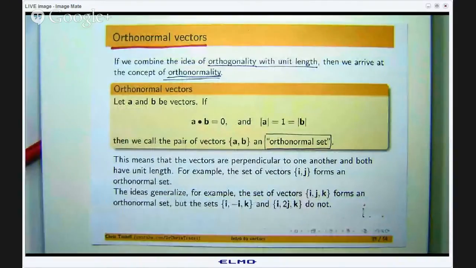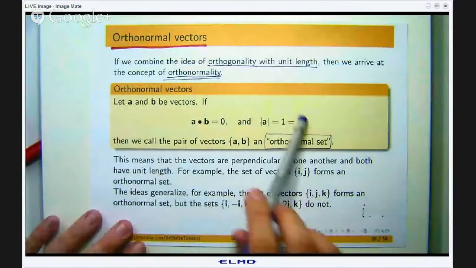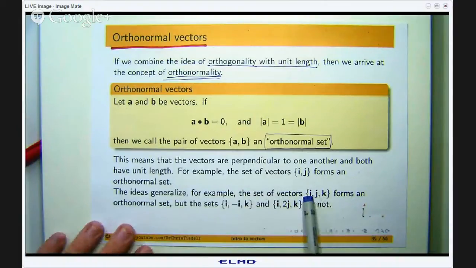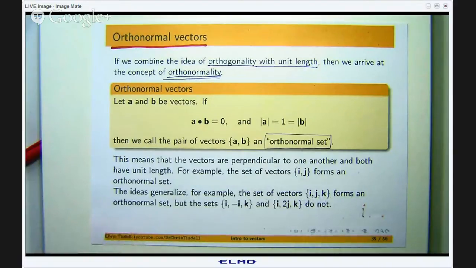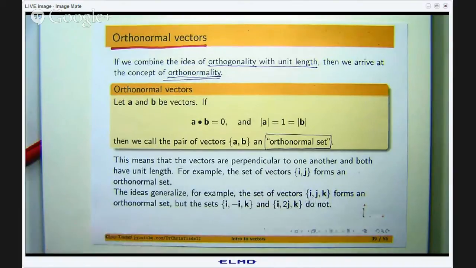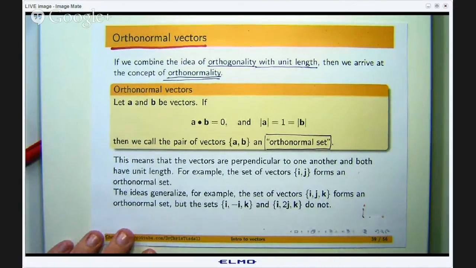Okay, and the idea generalizes. This is the most basic idea of a set of orthonormal vectors, where you have two vectors in your set. What happens if you have three vectors? Well, you can have as many vectors as you like. So let's look at a set of three vectors, i, j, and k in three-dimensional space. Each of these vectors has length 1, and they're orthogonal to each other because i dotted with j equals 0, i dotted with k equals 0, and j dotted with k equals 0.